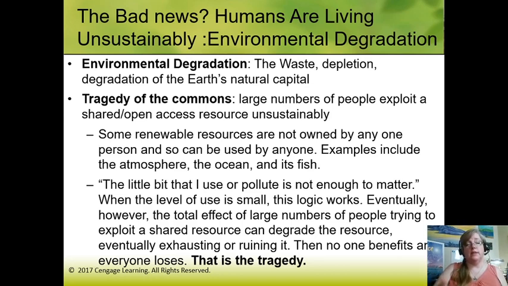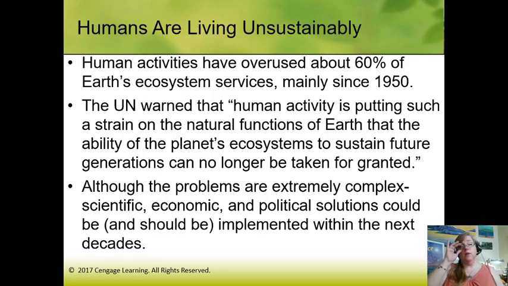Okay, you have examples in the mini lesson that I've got for you, including atmosphere, ocean, fish, and land. It happens all the time. Whenever you have group area, it's very hard to pin down who is overusing and who is polluting and who needs to clean it up and how we need to share. Okay, it's called the tragedy of the commons. Now, human activities have already overused about 60% of the Earth's ecosystem services, mostly since 1950.